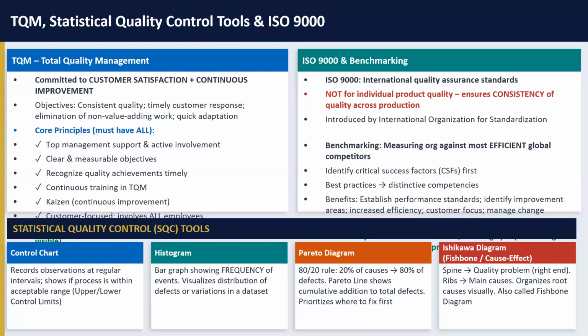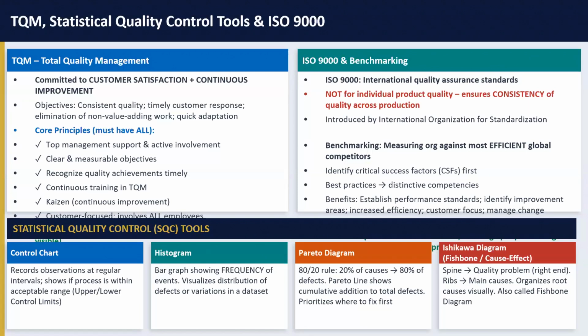Then clear and measurable objectives are important. Recognize the quality achievements timely. Before time, you should recognize it. After selling goods to customers, there is no use recognizing quality defects.